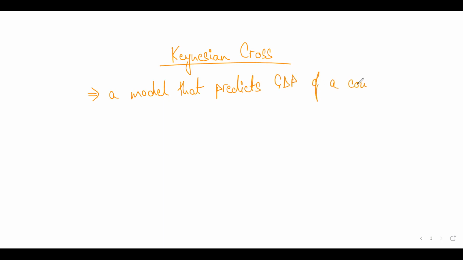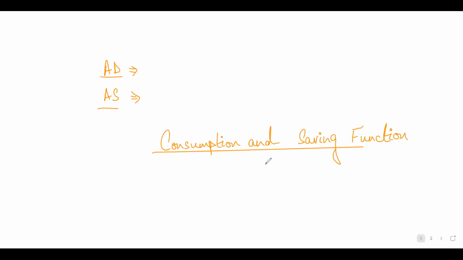So to understand how the Keynesian Cross is developed, we need to understand smaller concepts which are part of the Keynesian Cross before we jump onto the final model, right? It is a model that predicts the GDP of a country. So that's the bigger thing that we're moving towards. But before we jump onto this, we have to talk about consumption and saving function that we'll discuss in today's class. Okay.